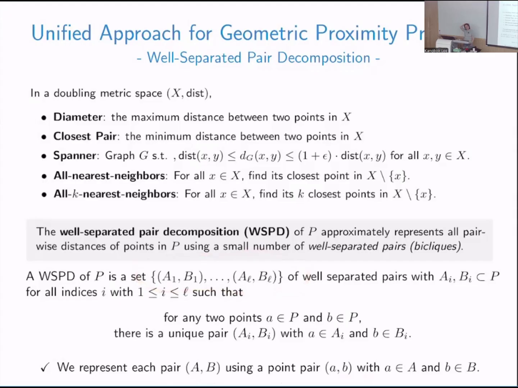So given a point pair, is it easy to test the membership? It depends on the representation, but if you keep only one point pair for each pair in the WSPD, you cannot do this. But in many applications, you don't need to identify the pair where this point pair belongs.